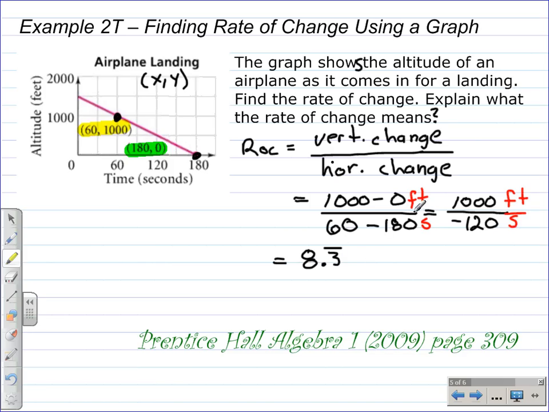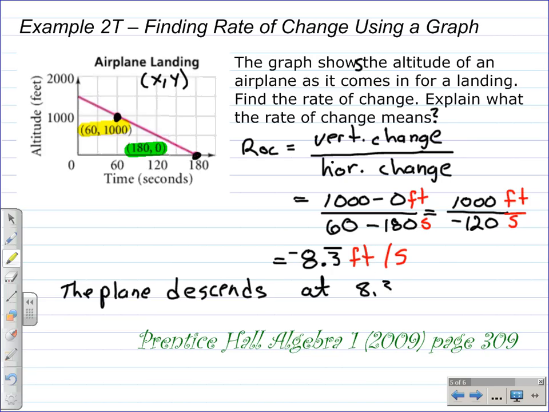So what this means is, oh, this does come out negative because it's a positive divided by a negative. So this should be negative 8.3, or 8 and a third. And what that means is that the plane, since it's negative, is descending or going down at a rate of 8 and 1/3 feet per second. So if we could write that out in a sentence, the plane descends at 8.3 feet per second.